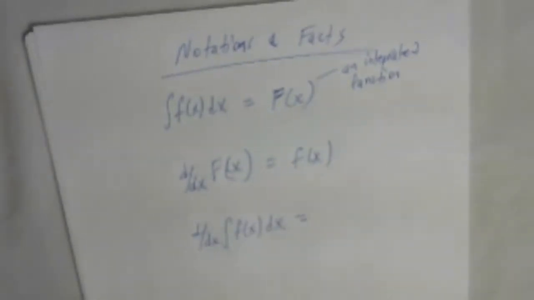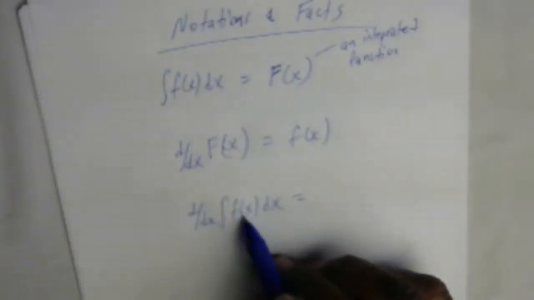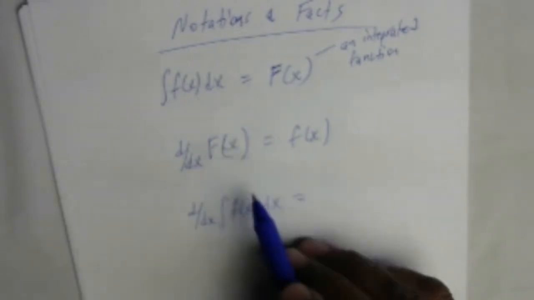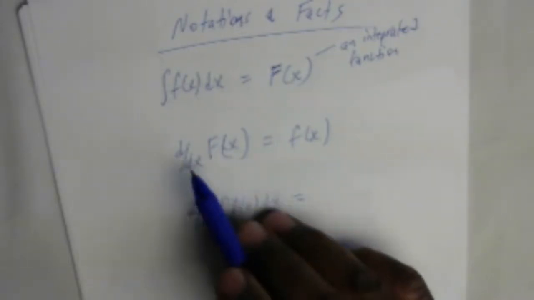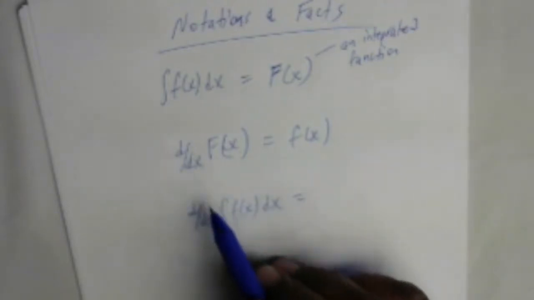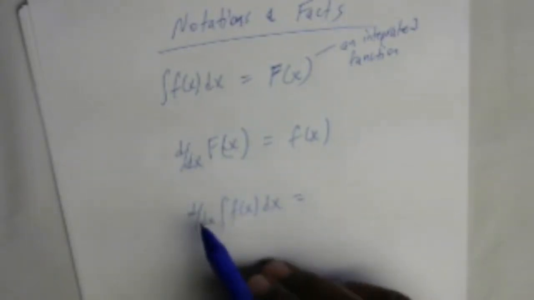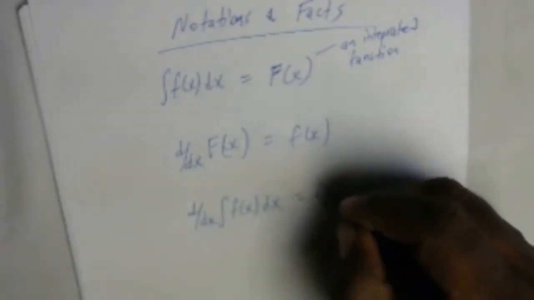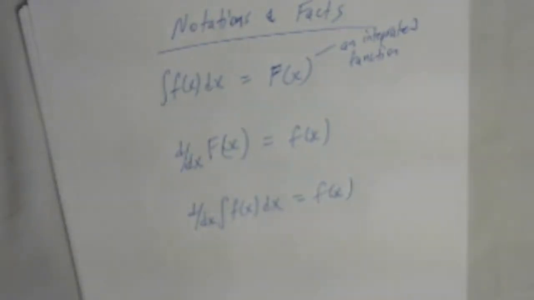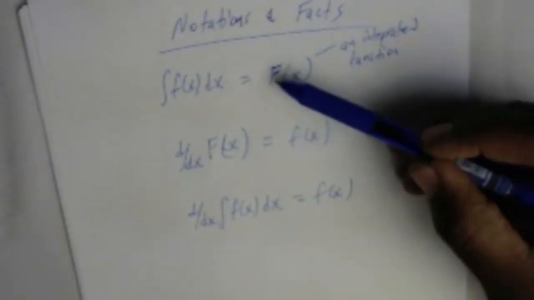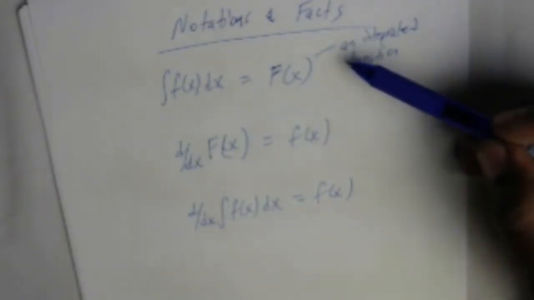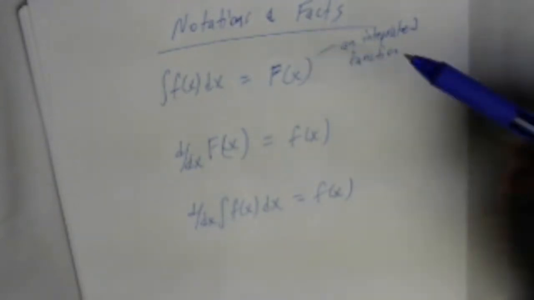This is the same as the derivative with respect to x of the integral of f of x dx. Notice that these two things are exactly the same: they're integrated functions. These two are exactly the same: they are differentiated functions. So if you take the derivative of an integral, you get your function. I just want to point out the notation here: this capital F alludes to a function that has been integrated.